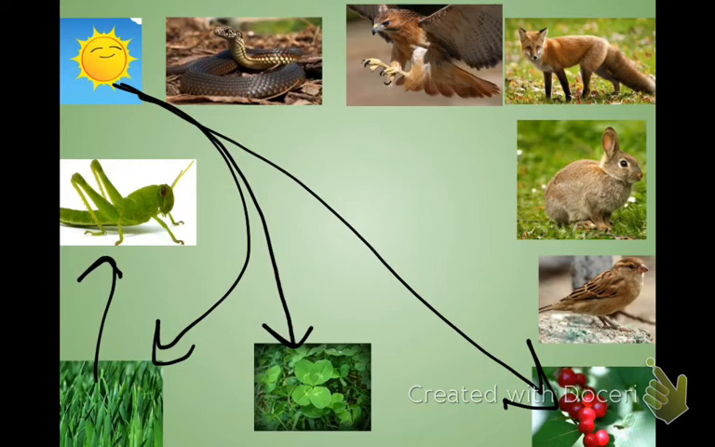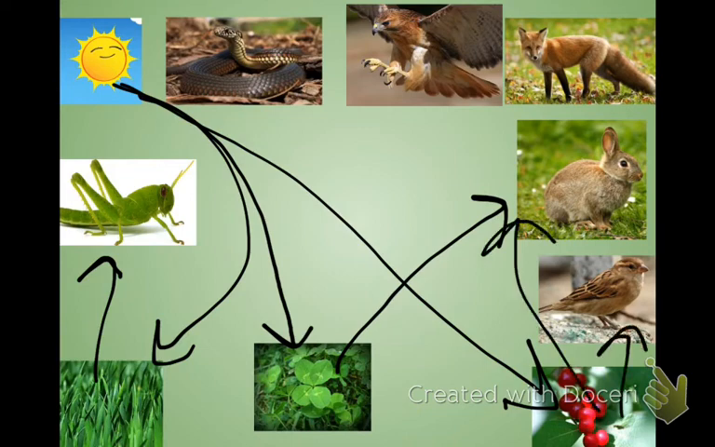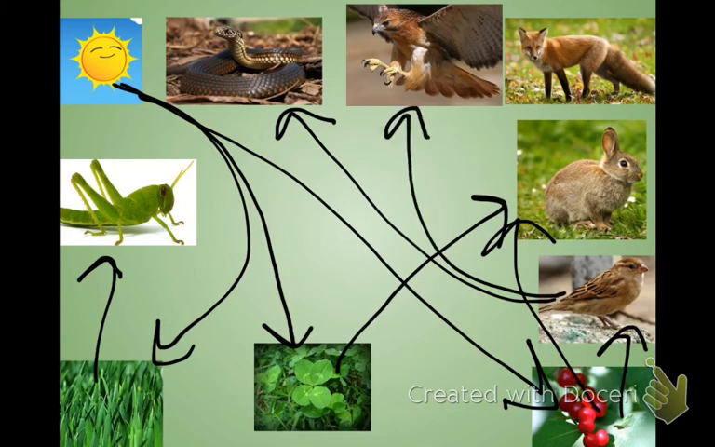So the energy from the clover, will it go to anything? Well, the energy from the clover could go to the bunny, but that's probably about it. So now let's move on to the berries. The energy from the berries, it could go to the bunny or it could go to the bird. Now let's move up to our bird. The energy from the bird could go to the snake or it could go to the hawk.